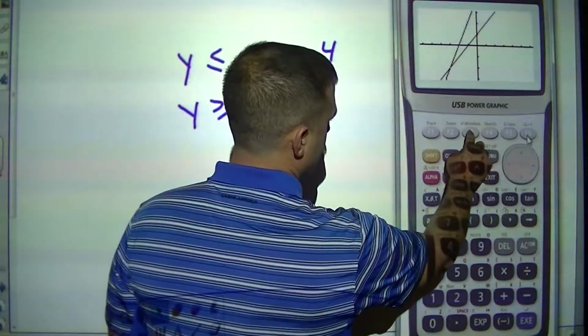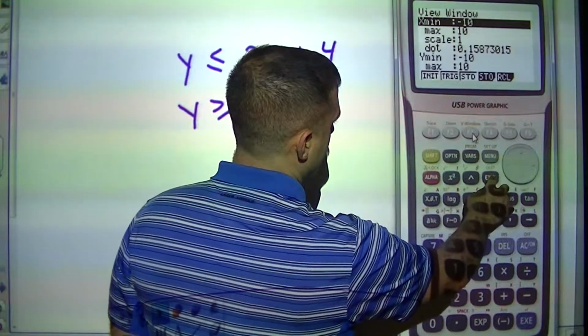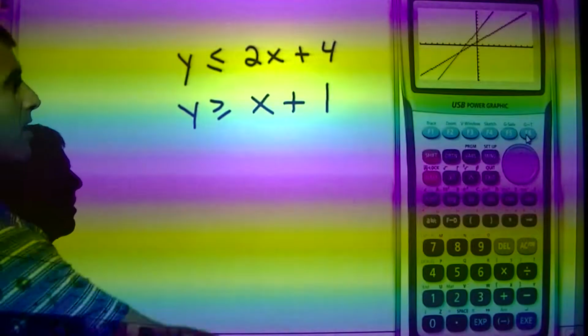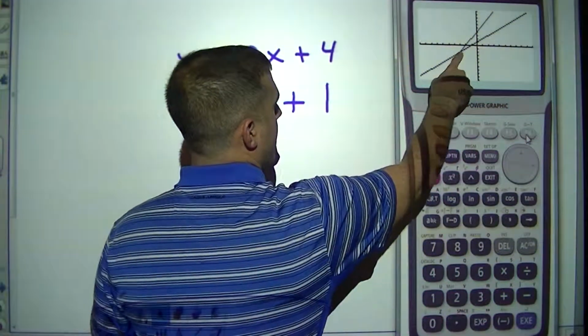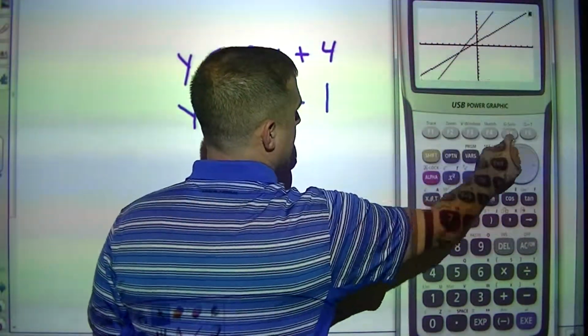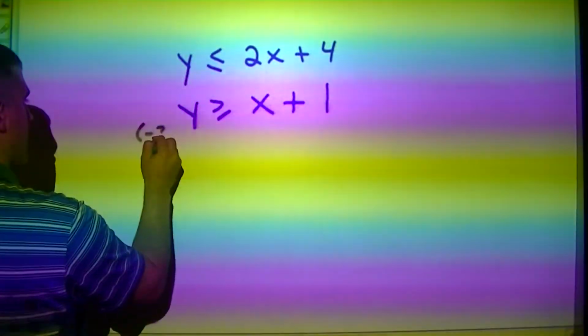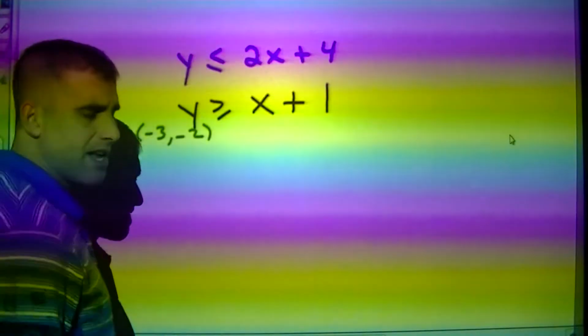I'm going to change my window. Window, standard, exit. So that's what I have right there. And we know from our systems that that is my answer. So I'm going to do G-Solve intersection. I'm going to make note, that point is -3, -2. Now, that's not going to be our final answer.